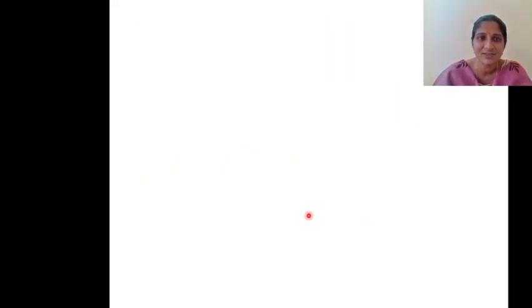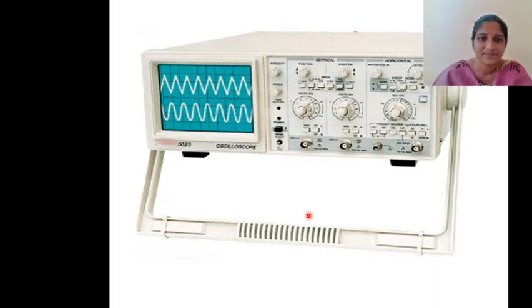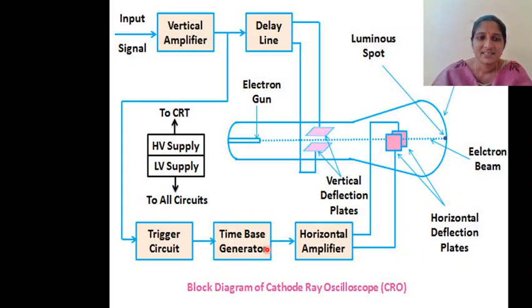That I will show you now in the block diagram. Here the time based generator generates the sawtooth waveform. This is given to the horizontal amplifier. Here this sawtooth signal is amplified and it is given to the horizontal plates. So this is shown here now.